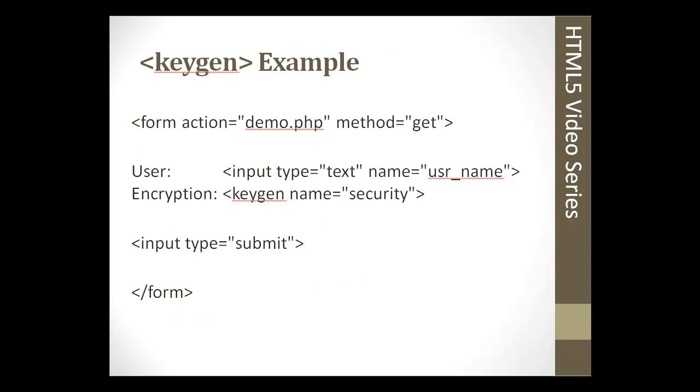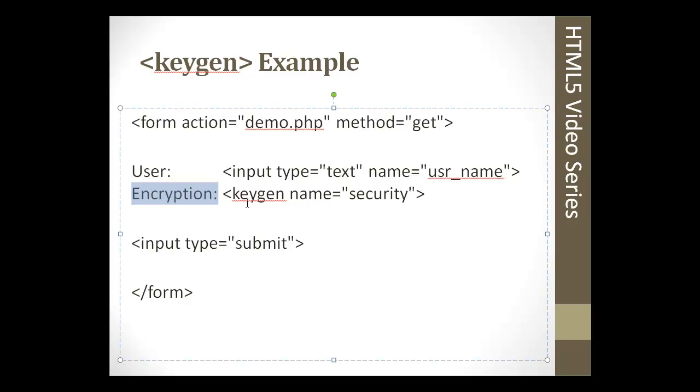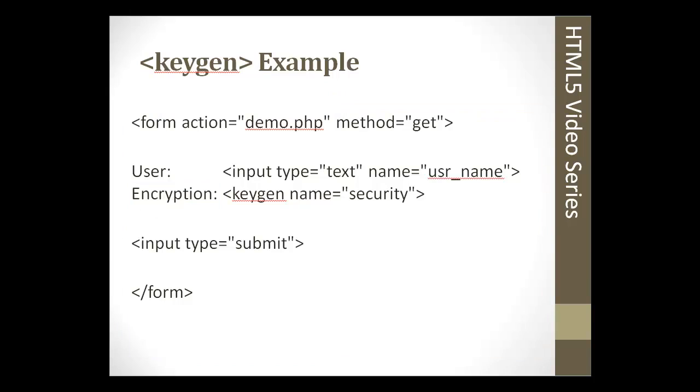Here we have an example. We have a form going to a demo.php file using the get method. So we have a user, we'd have a text field and have the name, and then we'd have encryption with a keygen tag and the name security, and then the submit button. So I'm not going to get too deep into that.